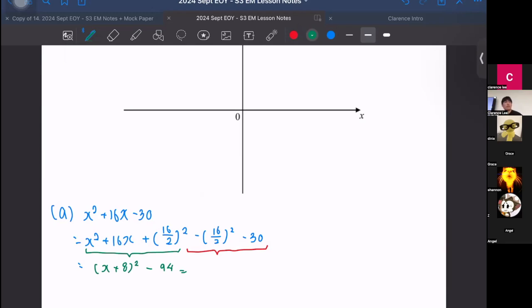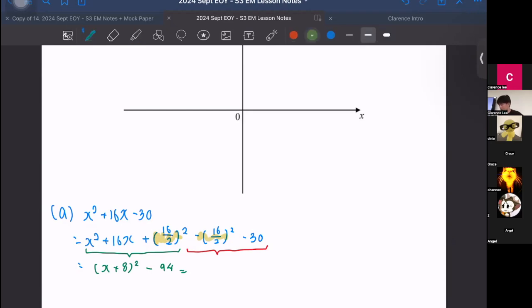And then you need to show, okay, you just click. Yes. This is the bare minimum. You just need to show this. You must at least show this portion where you add and you subtract. How you get x plus 8 you don't need to show. How you get minus 94 you don't really need to show.